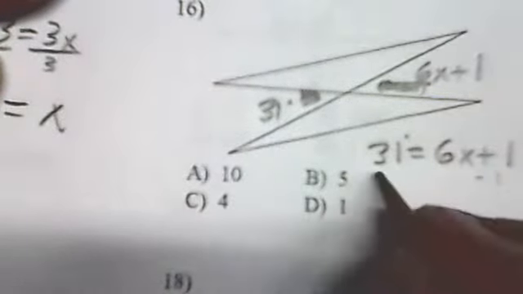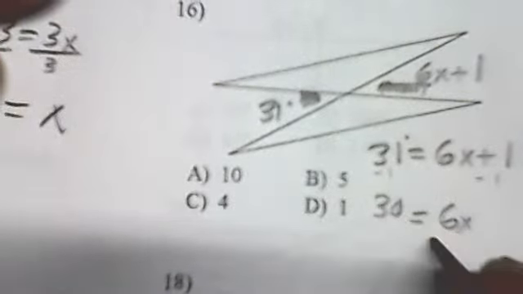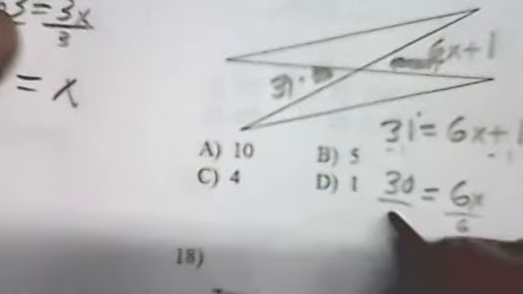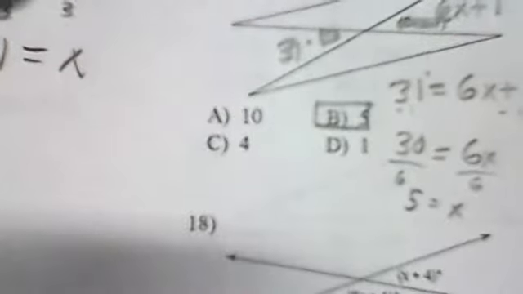And if I subtract 1 from this side and 1 from that side, we get the equation 6x equals 30. And if I divide both sides by 6, should be pretty obvious, x equals 5. 6 times 5 is 30. So we see x equals 5, and we choose it right there, okay?